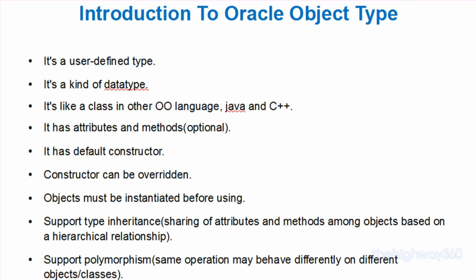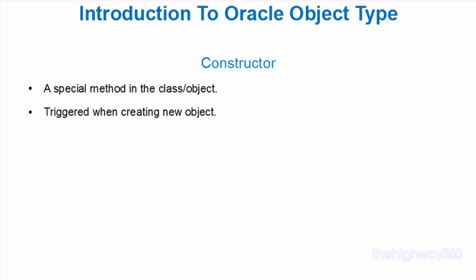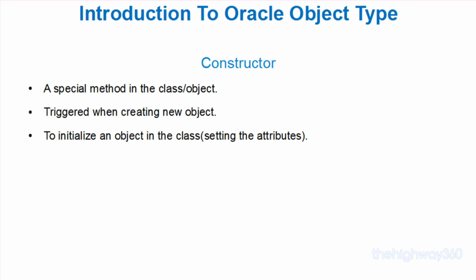Now we get into object orientations. A constructor. What is a constructor? A constructor is a special method within the class or the object. It gets called every time you create a new object; it will trigger off and call the constructor. And what does the constructor do? It initializes the object for you, for example setting the attributes like the name, the department, and so on.